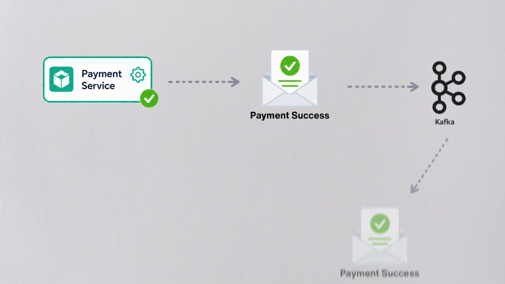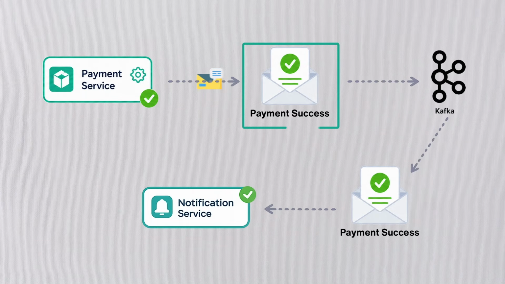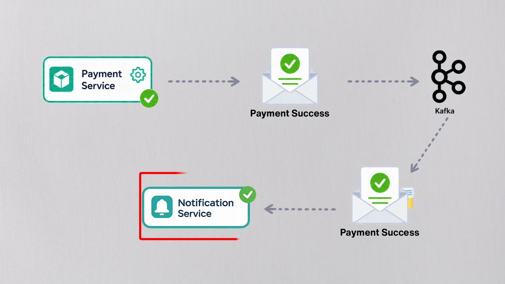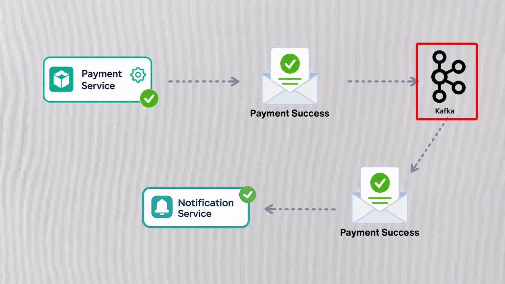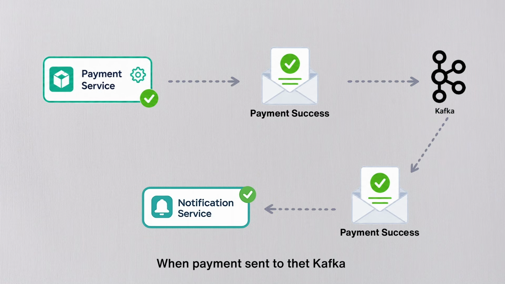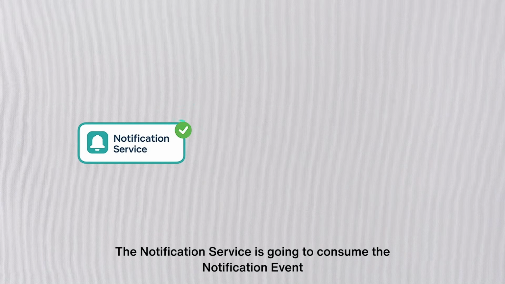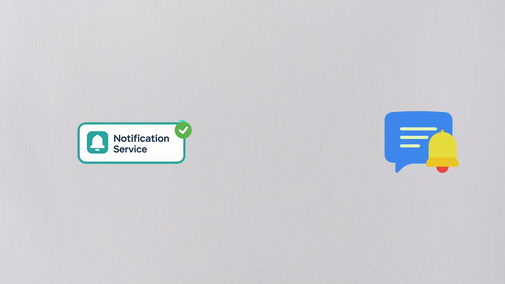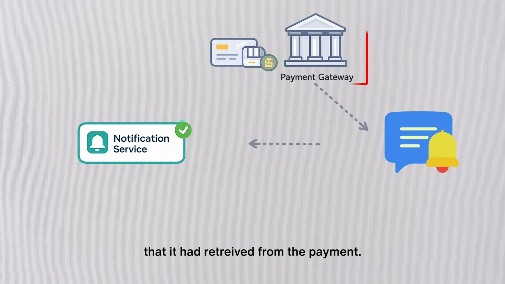If the payment succeeded, it's going to send a payment success message to the notification service through Kafka. And when the payment sends the new events to Kafka, the notification service is going to consume the notification events that it retrieved from the payment.